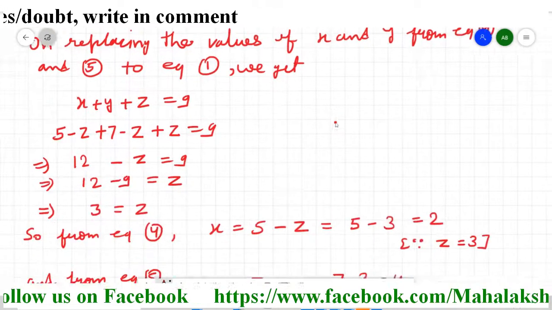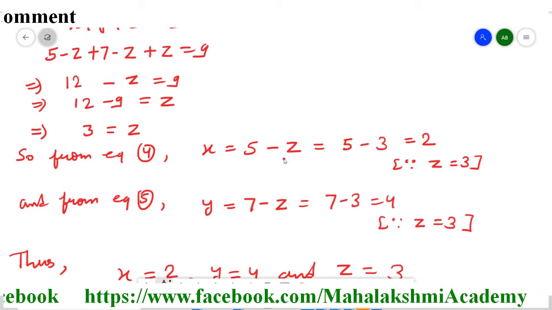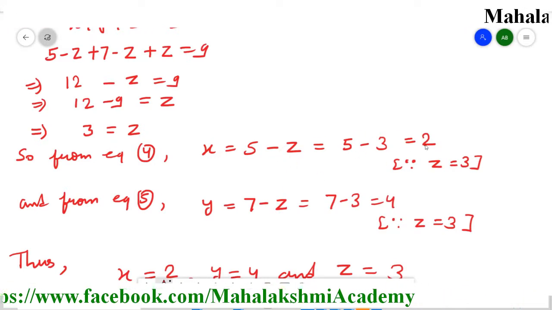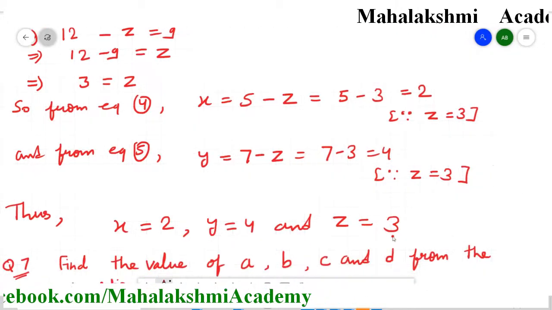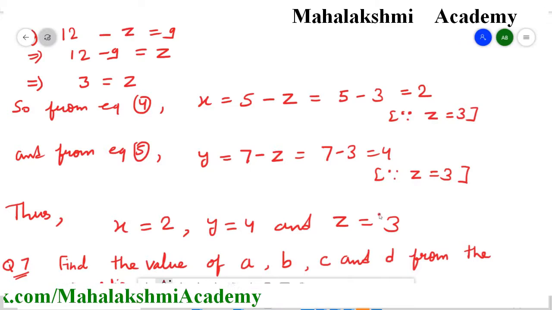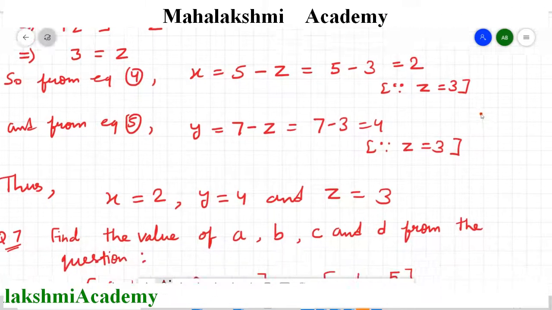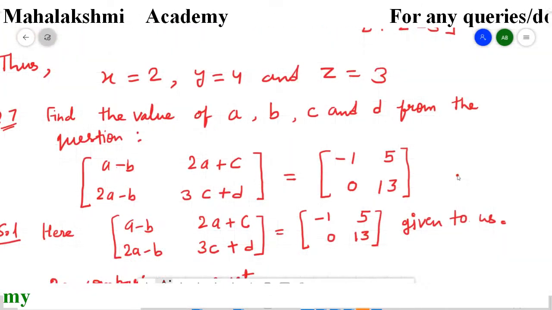So when I replace the value of z, z is 3. I replaced 3 in both the places. So x I got as 2 and y I obtained as 4. So that's our answer, that is x is 2, y is 4 and z is 3. Now see, the next question is also of the same type, so I solved them here together.